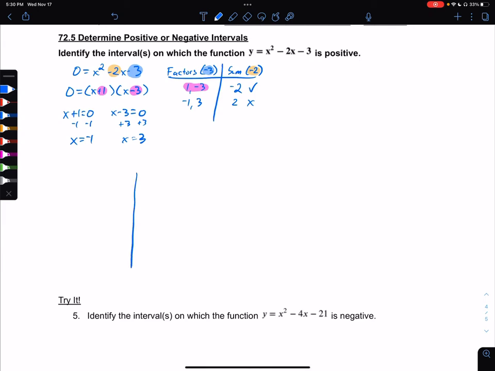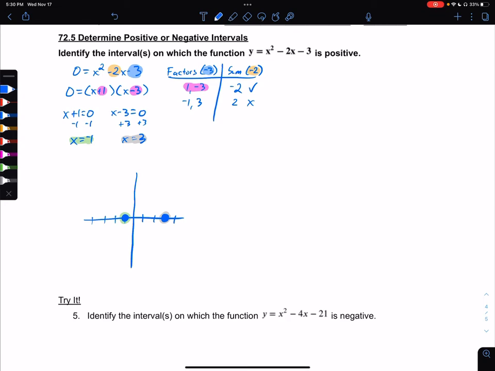Next I would draw a little sketch of my graph here. It doesn't have to be perfect. Let's use some colors here. I'll have a 0 at -1, which is going to be right here, so I'll highlight that one. And I'm going to have a 0 at x equals 3, which will be right here, so I'll highlight that.